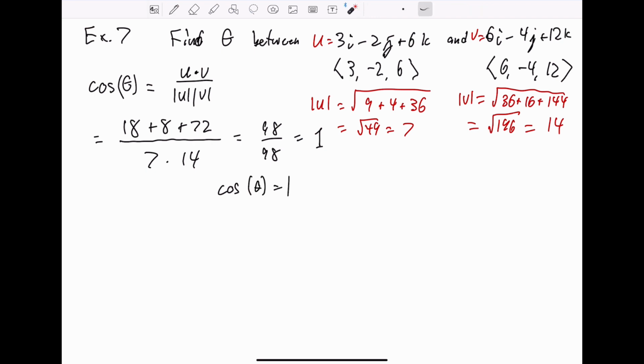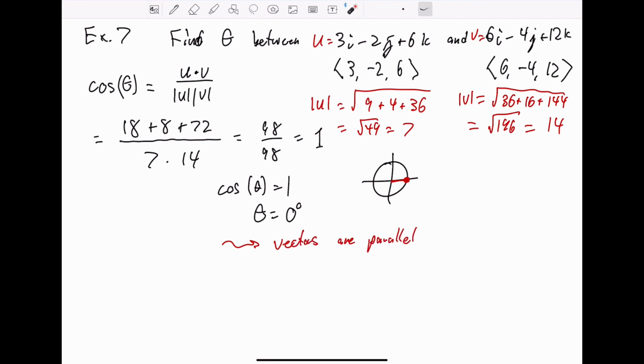We want to figure out what theta is. What is the value of an angle so that the cosine equals 1? Let's draw the unit circle here to help us think through this. Cosine is the x value. Where do we have an x value of 1? We have that right here. That's at an angle of 0. So theta here is 0 degrees. What does this mean? If the angle is 0, this means that the vectors are parallel.